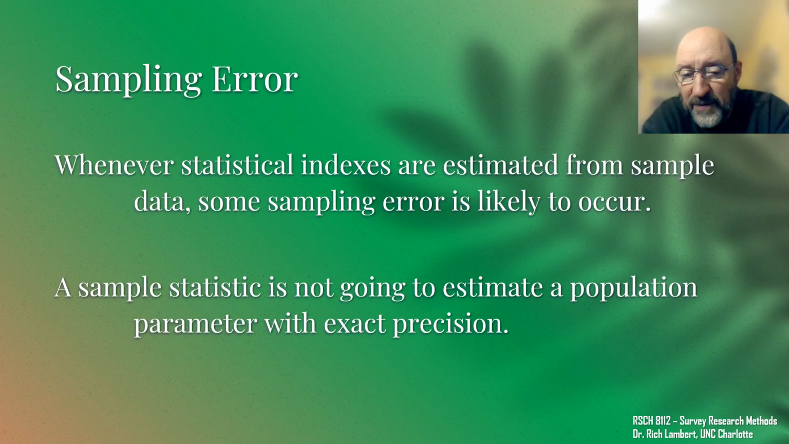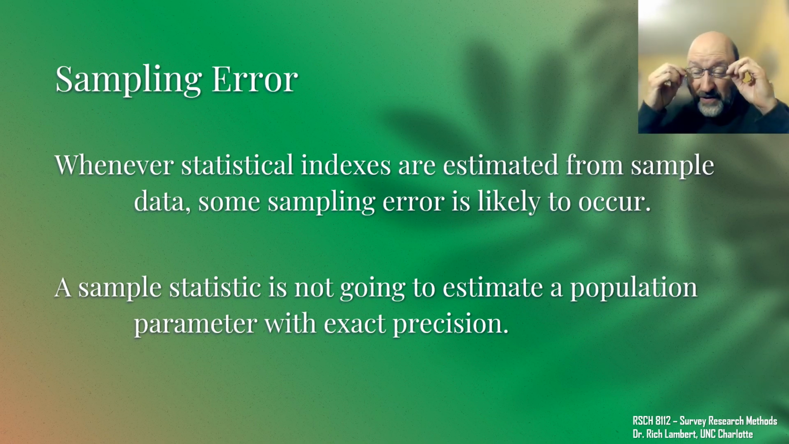So again, let's just review sampling error. Whenever statistical indices are estimated from sample data, some sampling error is likely to occur. You can't avoid it. You'd be very, very lucky if you took a sample, not a survey that went to the entire population or census, and you got exactly the right answer. Likely you're going to be a little bit off from the perfect answer had you talked to everyone. A sample statistic is not going to estimate a population parameter with exact precision. But the question for survey research is, how exactly accurate do we need it to be? What can our margin of error be, and we can still make a reasonable conclusion?